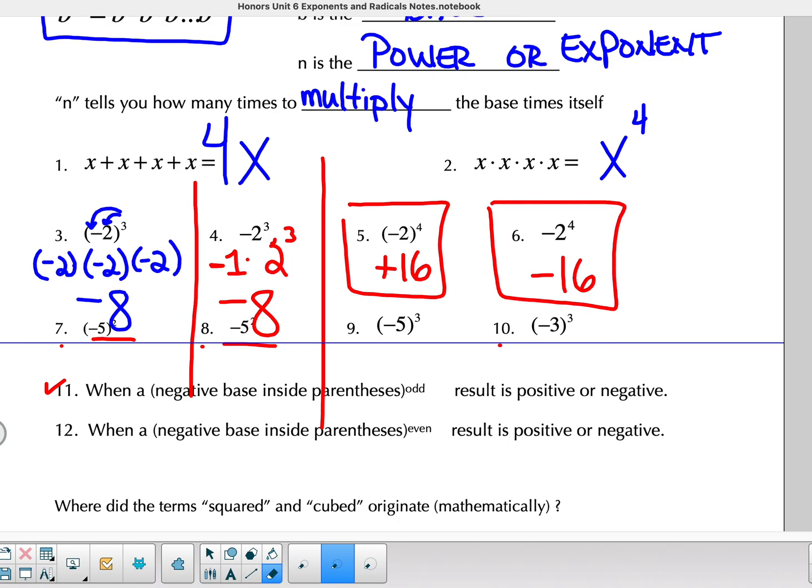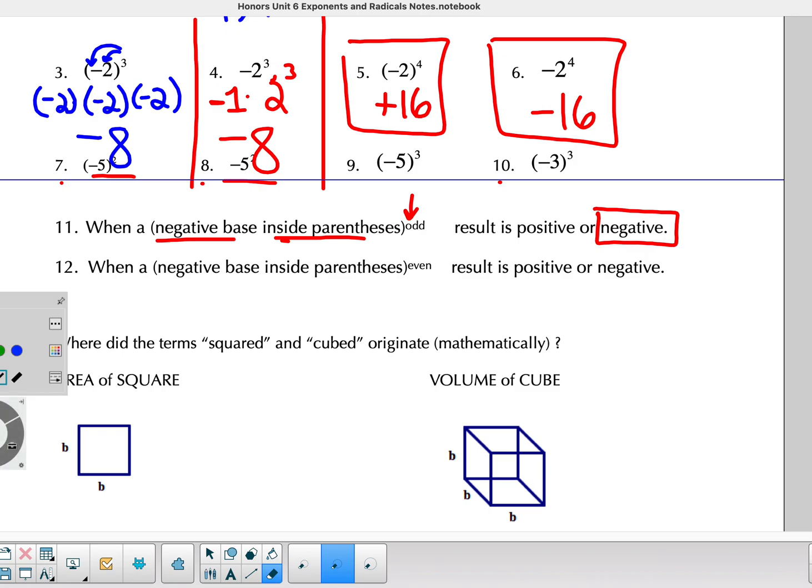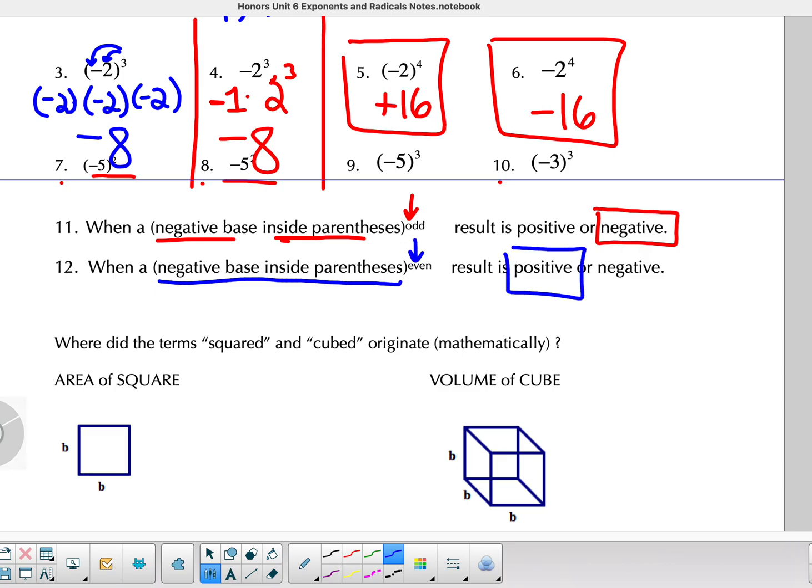I'll let you do that second row on your own, and I'm going to make an analogy here with numbers 11 and 12. So here I'm looking at negative bases with parentheses and an odd power. This is going to result in a negative number. Inside the parentheses, I've got the negative sign, the power is odd, that results in a negative number. And then the flip scenario would be same thing, negative base inside parentheses, but now my power is even. This is going to result in a positive number. The result would be a positive outcome.